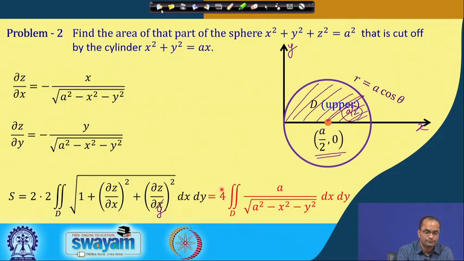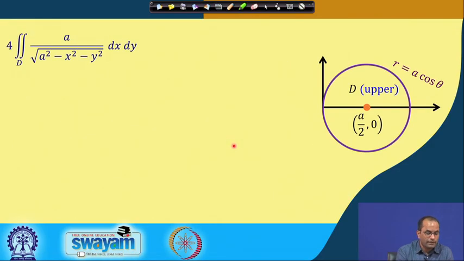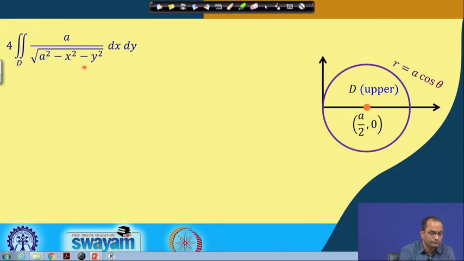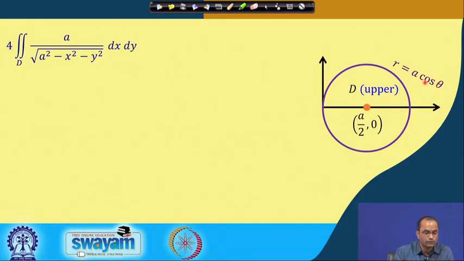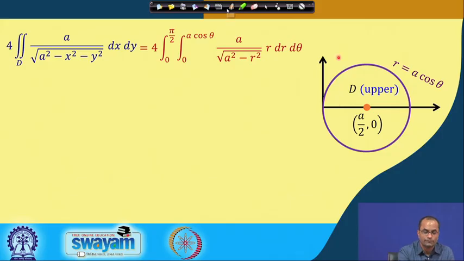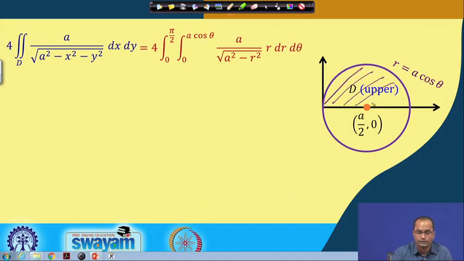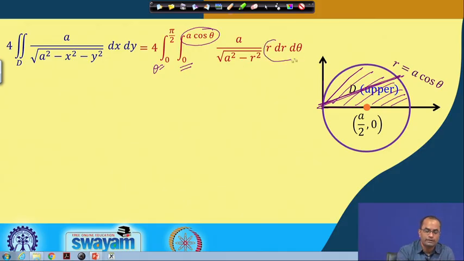So, with the help of the polar coordinate, we can now prescribe the limits for this upper half of the circle here. So, theta goes from 0 to pi by 2. So, this is theta equal to 0 and theta equal to pi by 2, and then r goes from 0 to the circle. So, r goes from 0 to a cos theta, and we have a over the square root of a square minus r square, with r dr d theta.